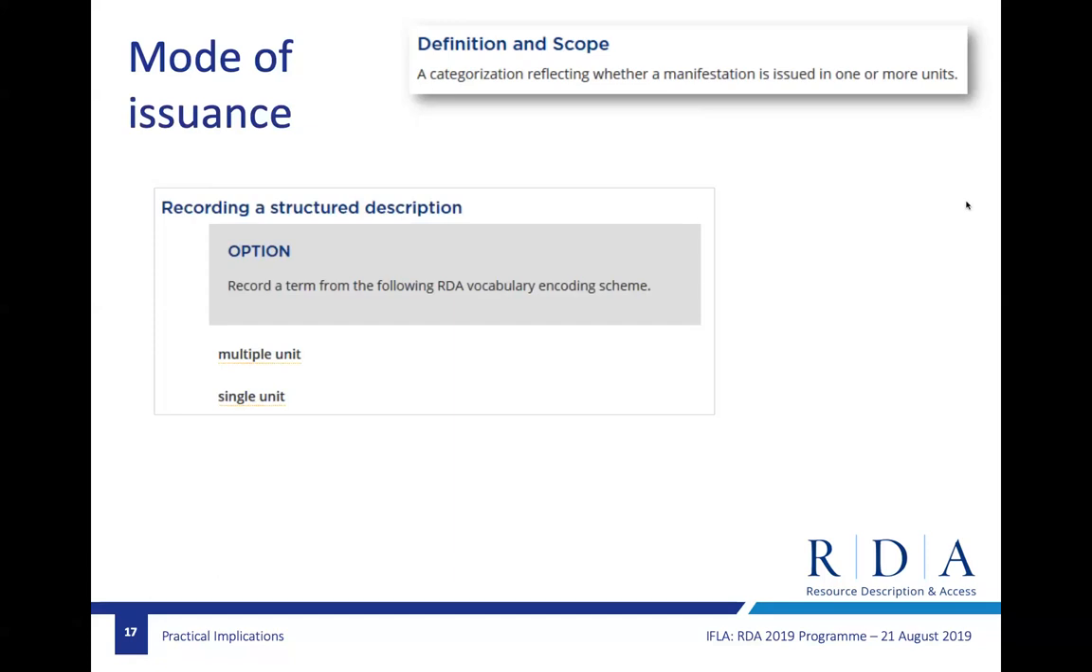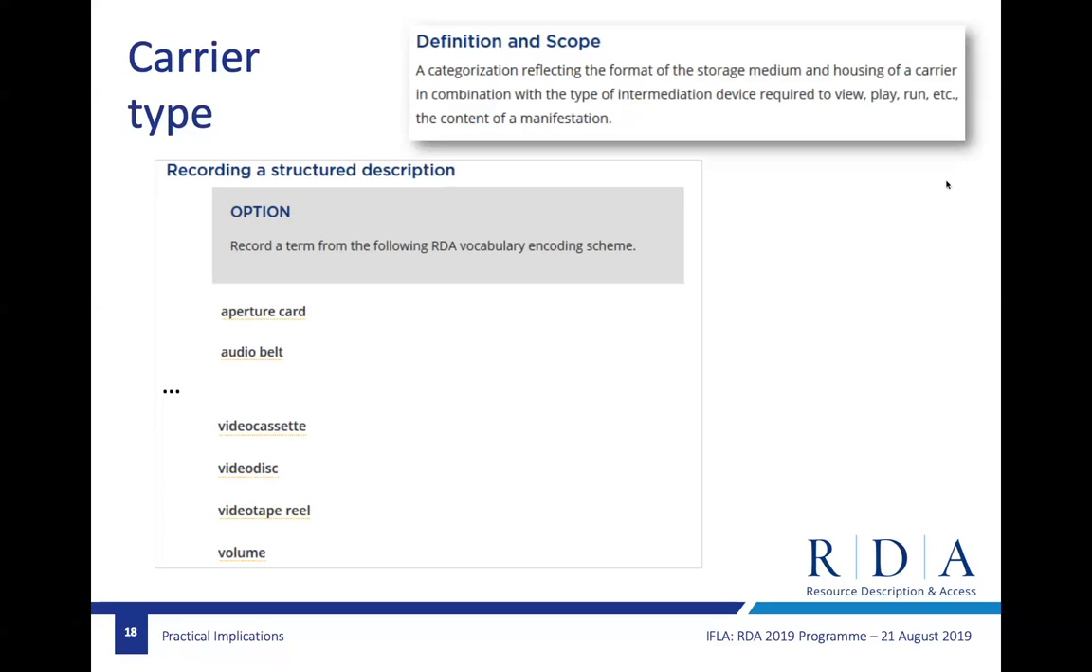Mode of issuance is a categorization reflecting whether a manifestation is used in one or more units. Again, because I'm using a structured description and the RDA vocabulary encoding scheme associated with it, I have to pick between multiple unit and single unit. I have a single volume, so I have a single unit. The carrier type is a categorization reflecting the format of the storage medium and housing of a carrier, in combination with the type of intermediation device required to view, play, run, etc., the content of my manifestation. Again, I'm using the structured description and the terms in the toolkit. What's appropriate in my case is volume.